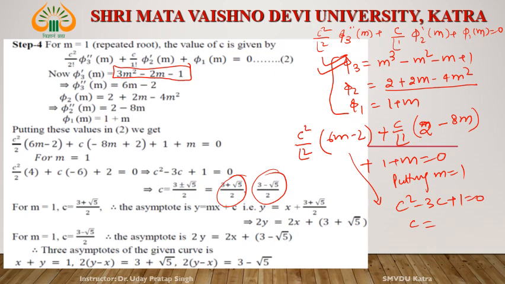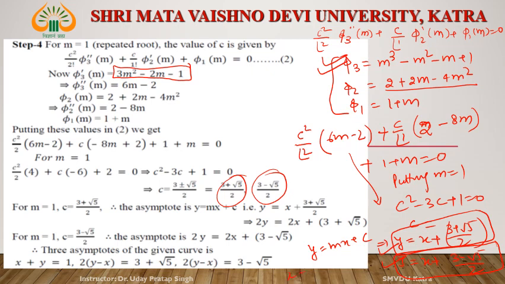Then what is the equation? y is equal to mx + c. What is m? m is equal to 1. Then y is equal to 1 into x + c. One time here, one time this one, and the second time y is equal to x + (3 − √5)/2. Then this curve has three asymptotes. One is this, second is this, and the previous one is x + y − 1 = 0, right? See another example.